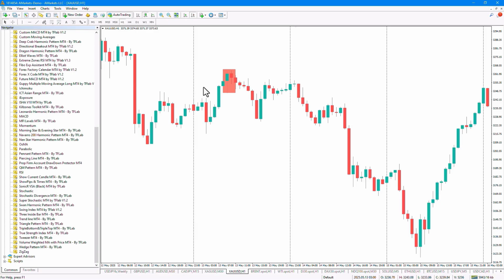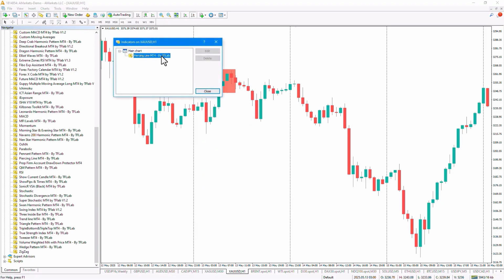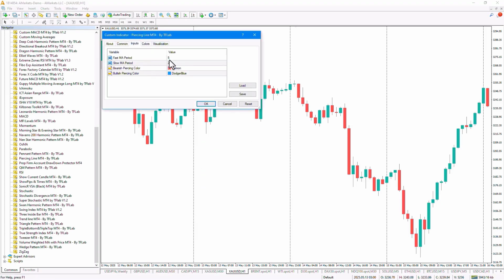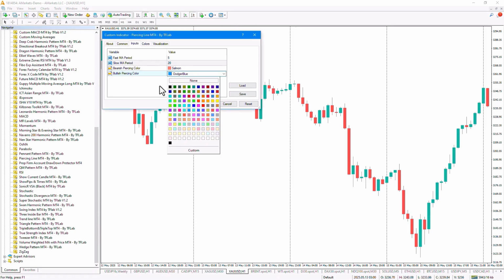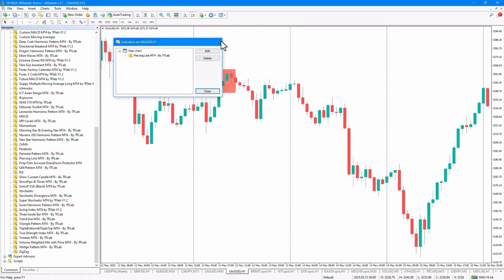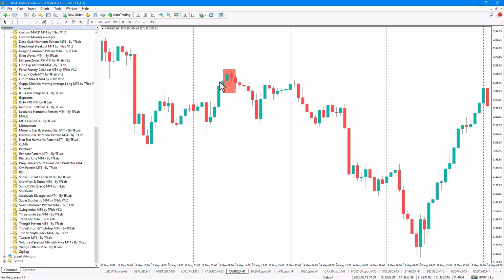In the Settings section, under Inputs, several different options such as these are available to us. In the first section, we can set the period for the fast-moving average. In the next section, we can set the period for the slow-moving average, and in the following two sections, we can change the color of the bearish piercing line pattern and the color of the bullish piercing line pattern to any color we like. The way the indicator works is based on two moving averages and the arrangement of two candlesticks next to each other.